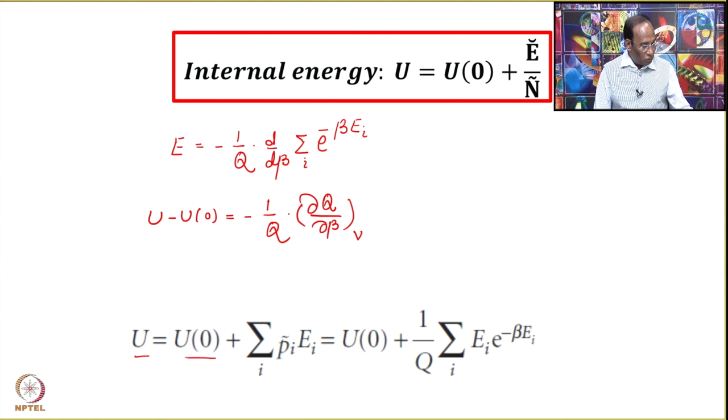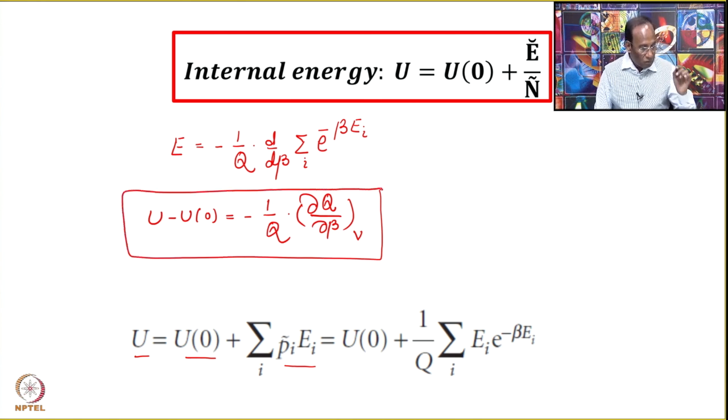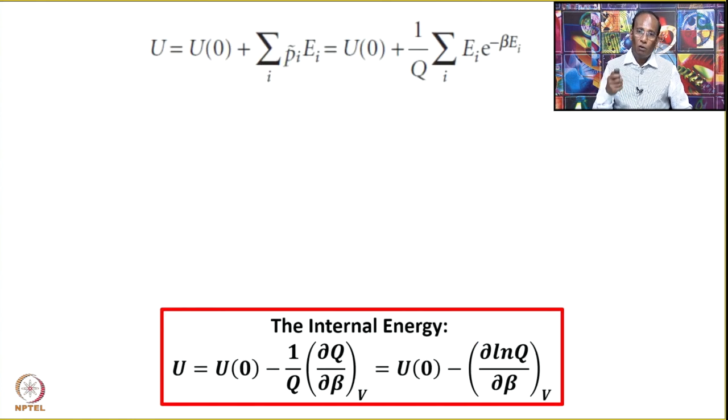We just express U is equal to U0 plus summation over i of pi Ei, and then pi we expressed in terms of 1 by q and Ei exponential minus beta Ei, and then we consider the derivative of exponential minus beta Ei, we arrive at this expression. U minus U0 is equal to minus 1 by q del q by del beta at constant volume. This is for canonical ensemble. All right?